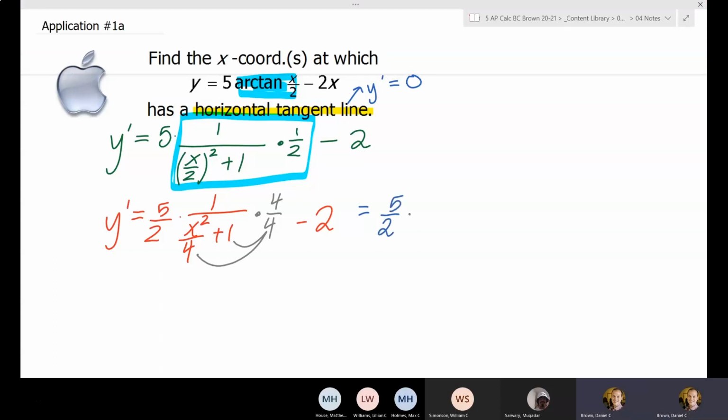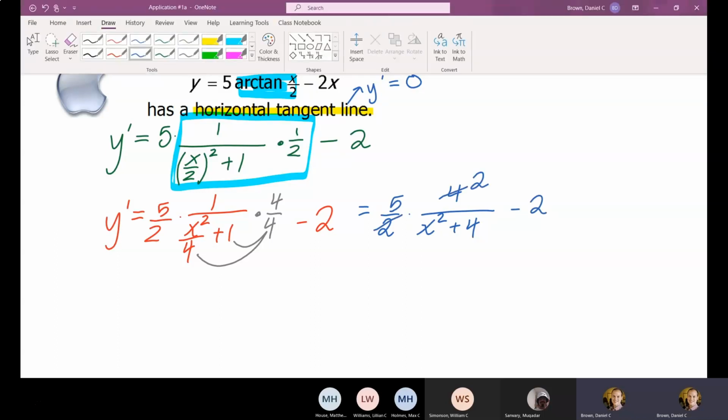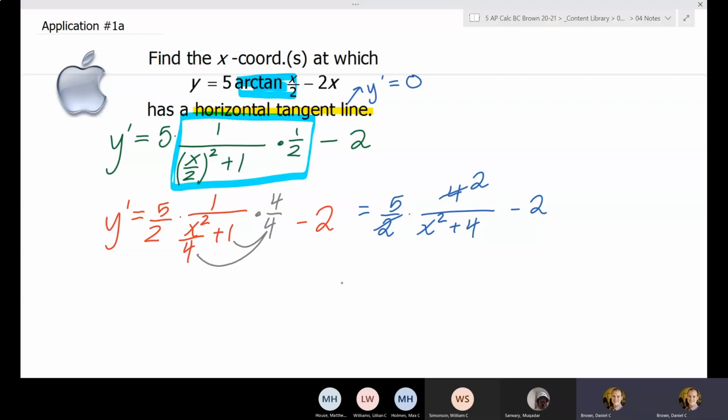there's my coefficient of 5/2. 1 times 4 is 4. Distributing that 4 across the denominator, x squared over 4 times 4 is just x squared. 1 times 4 is 4, and then we have the minus 2. 2 goes into 4 2 times. So a simplified, cleaner looking first derivative. 5 times 2 is 10 over x squared plus 4, minus 2. That derivative does look a lot easier to deal with. If I was to choose that original one or that one set equal to 0, that one is a whole lot easier to set equal to 0.